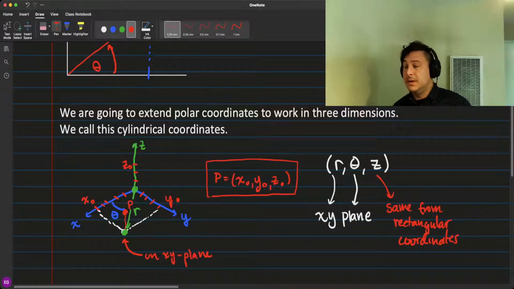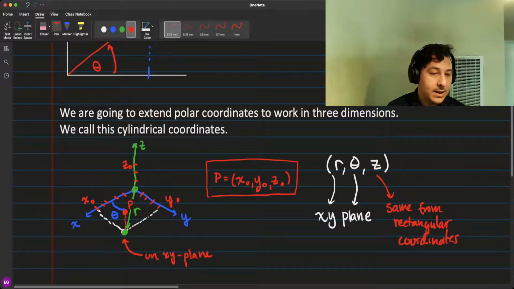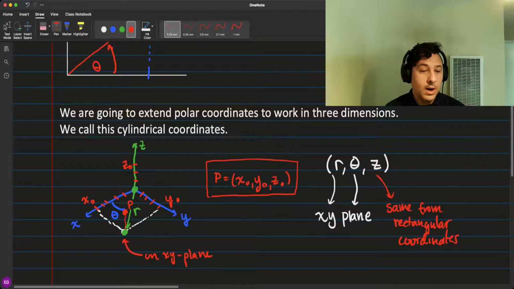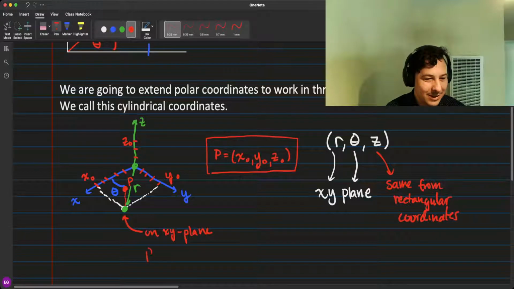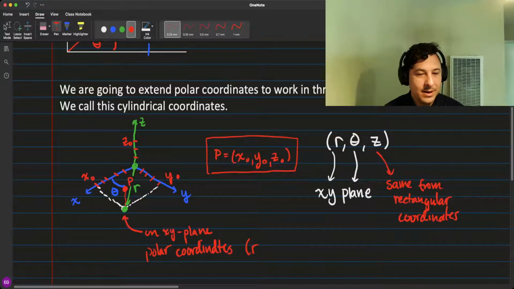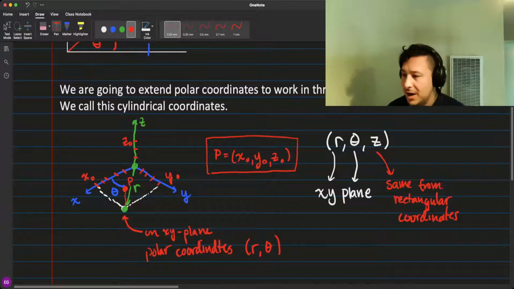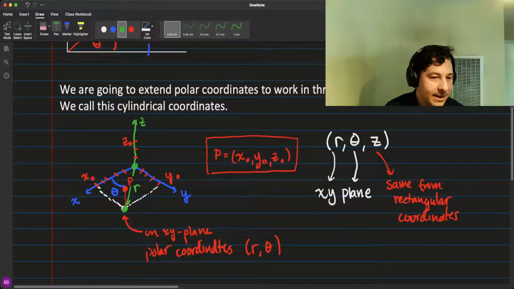So how do cylindrical coordinates work? Well, they're an extension of polar coordinates. Because this green dot is on the xy plane, you can give it polar coordinates. What would the polar coordinates be? Well, it would be r comma theta. r would be the distance from that green point to the origin, so you can see I've made a green line right here. That's your distance r.